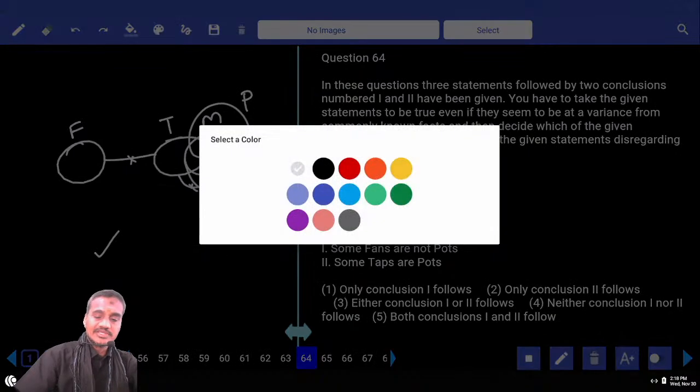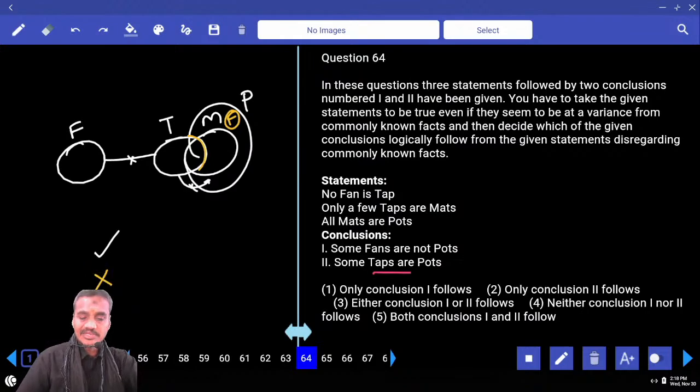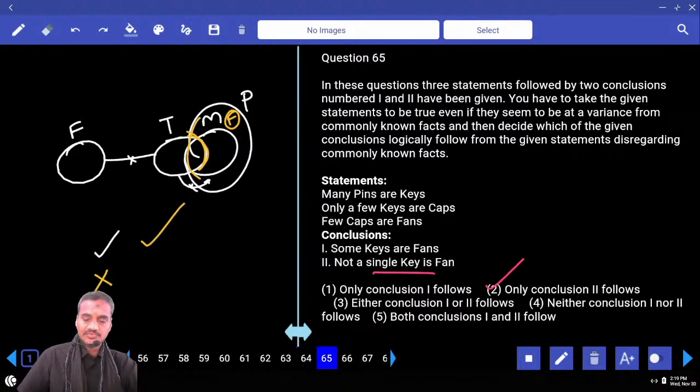What should we do to make this false? All fans are pots, so the fan must be brought here. Is it possible or not? What should the fan not meet? It should not meet the tap. Without meeting the tap I am able to bring the fan like this, and the alternate diagram is true, previous conclusion false. Next one, some taps are pot. Tap is here, pot is here, definitely true. And so what is your answer? Only 2 follows. Choice 2, question number 64.